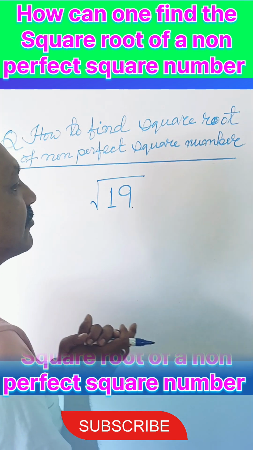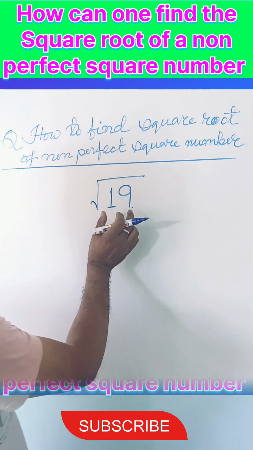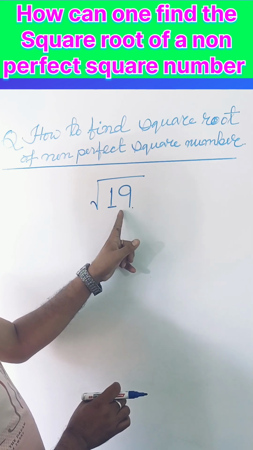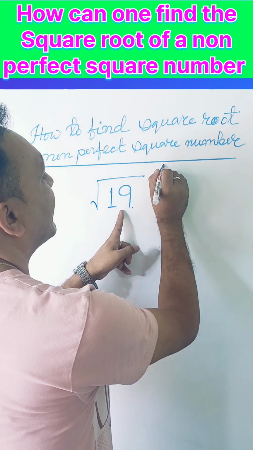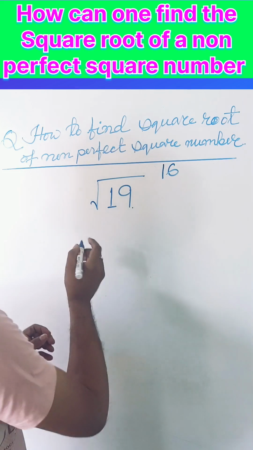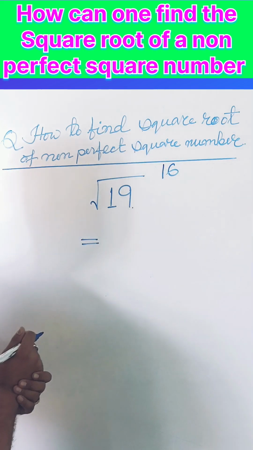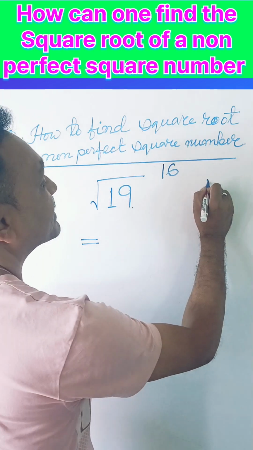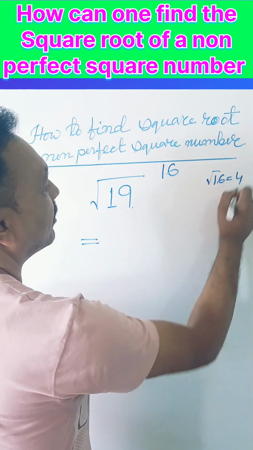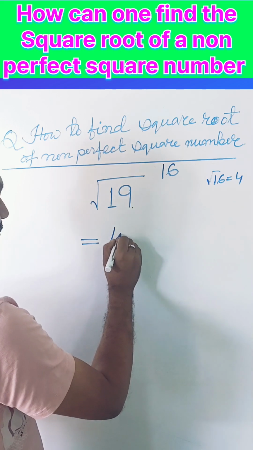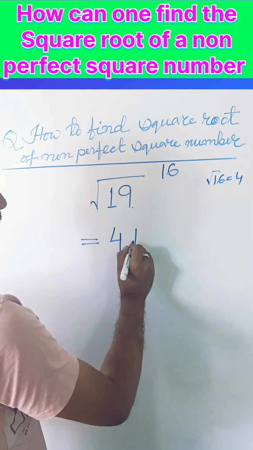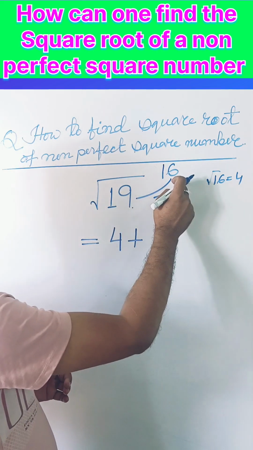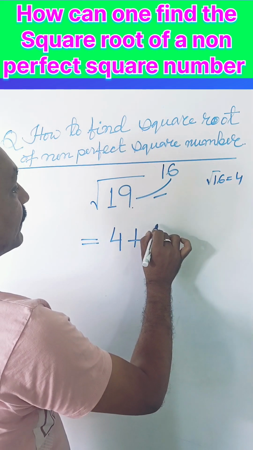There is one trick. The trick is that you have to find the nearest perfect square number to 19. The nearest perfect square of 19 is 16, right? Now, what is the square root of 16? The square root of 16 is 4, right? 4 times 4 is 16, so write 4 here. Then plus, take the difference of these two numbers. 19 minus 16 will give you 3.